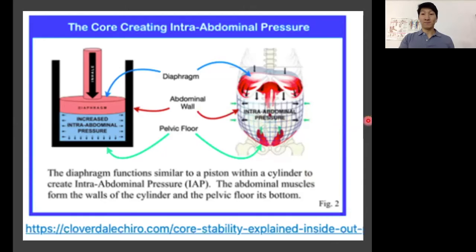So in summary, descending action of the diaphragm generates the pressure within the abdominal cavity, and this is coordinated with eccentric activation of the abdominal walls and the pelvic floor so that we can maintain the healthy amount of intra-abdominal pressure. Now, we need to understand how this intra-abdominal pressure is used for stabilizing our spine and pelvis.